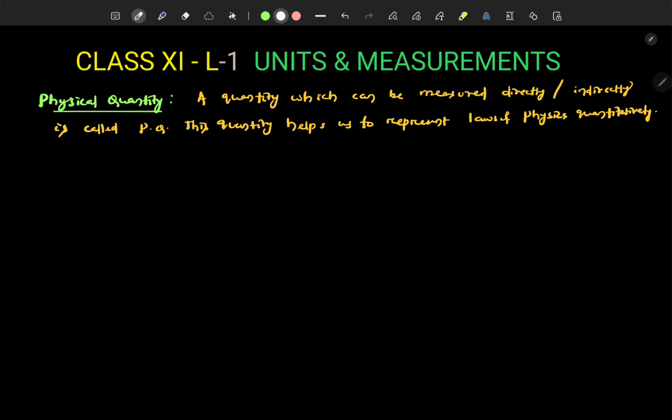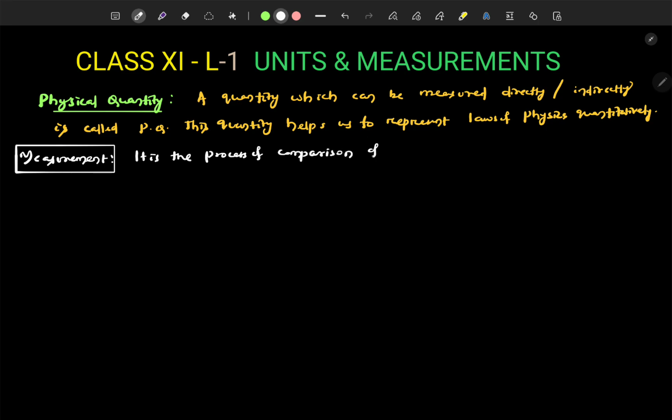Then one more thing is there: what is measurement? What is the meaning of measurement? Measurement is the process of comparison of a physical quantity with its suitable standard unit. This is the meaning of measurement.